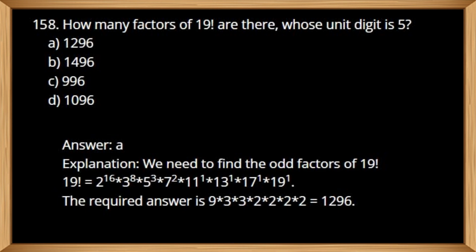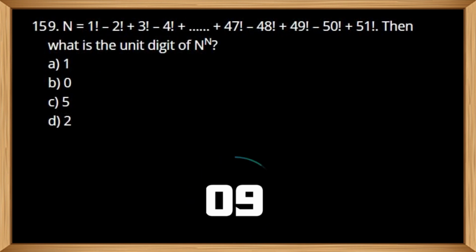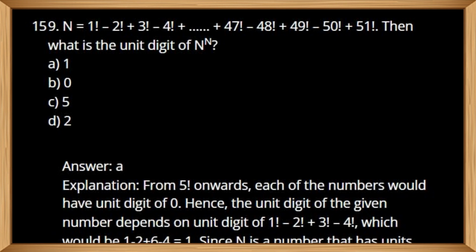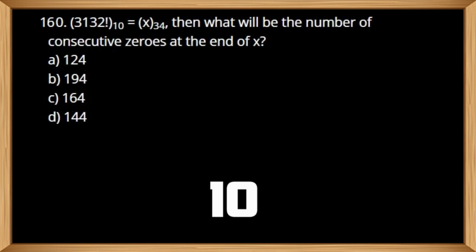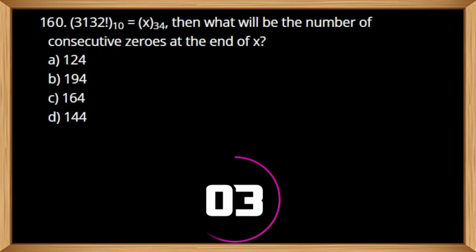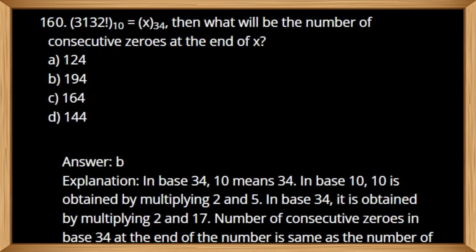Option A 1296. N is equal to this factorial expression, then what is the unit digit of n power n? A 1. 3132 factorial base 10 is equal to x base 34. Then what will be the number of consecutive zeros at the end of x?